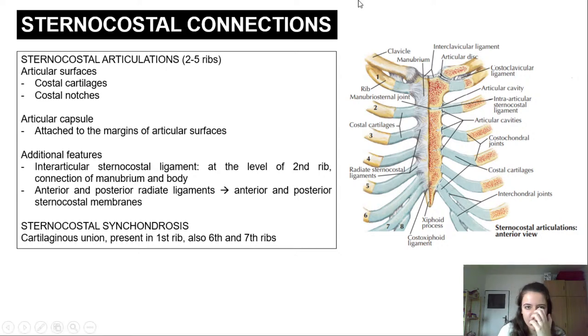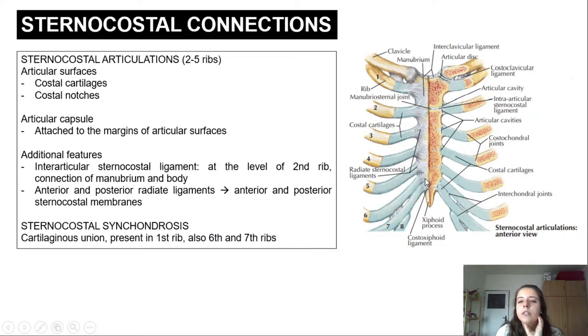So, sternocostal articulations. First, why does it say sternocostal connections? Because there are two types of connections when we're connecting the ribs and the sternum. The second to fifth ribs are called sternocostal articulations or joints, and then the first one and the last two are the sternocostal synchondrosis.